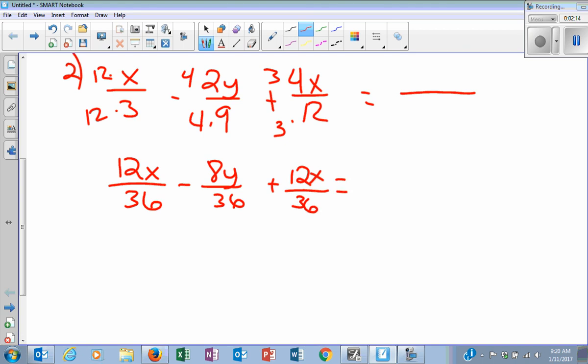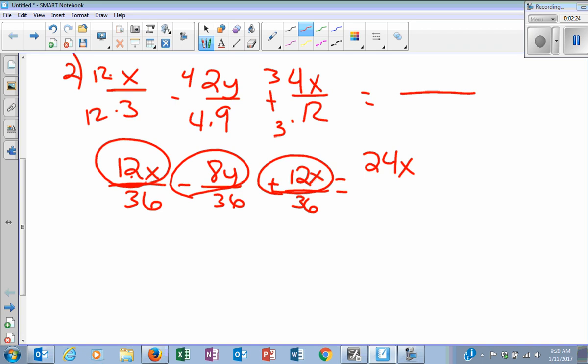And then this can combine with this. Remember, keep the sign that's in front of it. I have 12x, I'm adding 12 more x, so I get 24x in total. This subtraction sign stays only with this guy, so it's minus 8y over 36.